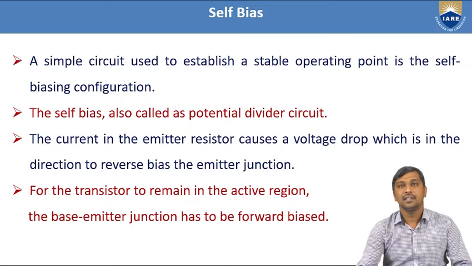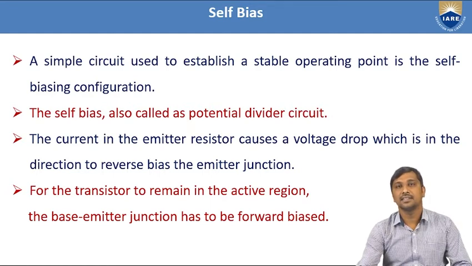In that amplifier configuration, we need to maintain a stable operating point in the active region. But depending upon the temperature, the current gain of the transistor, the reverse saturation current of the transistor, and the VBE parameter in the common emitter configuration are affected. So when the temperature changes, these three parameters change the collector current.